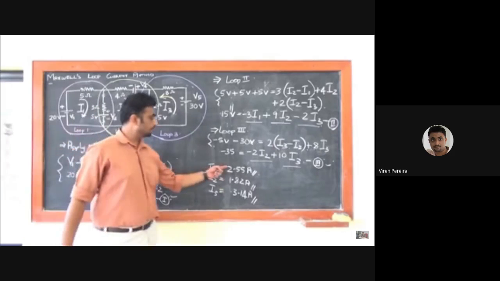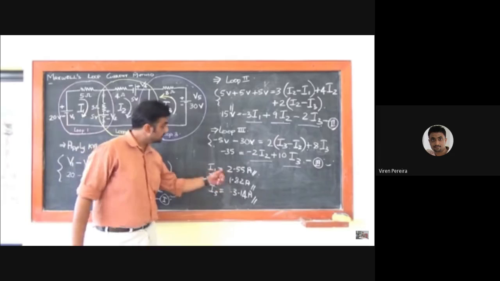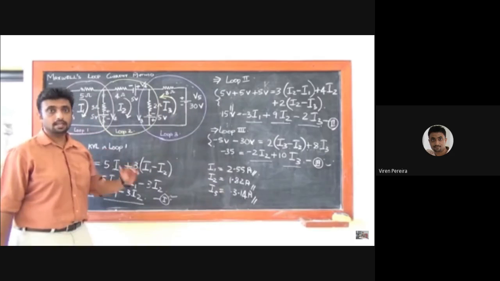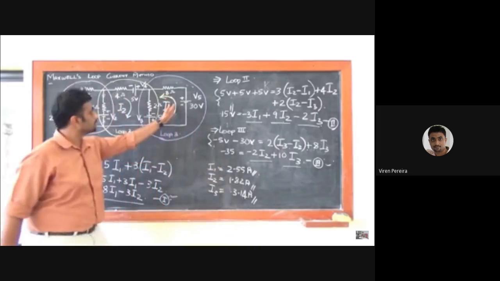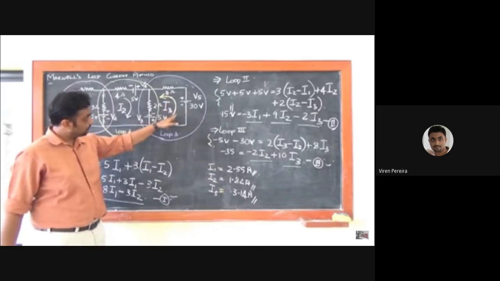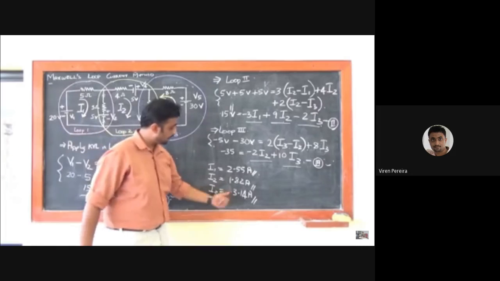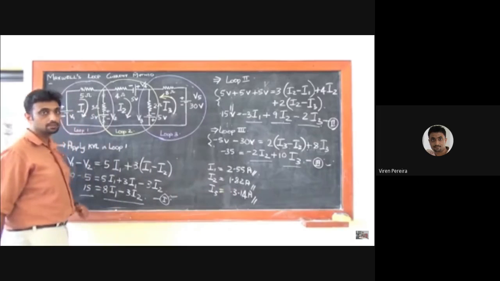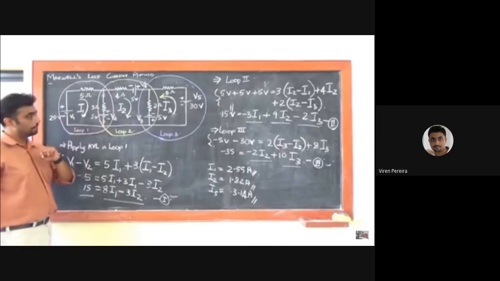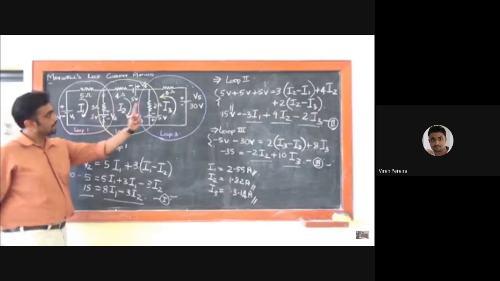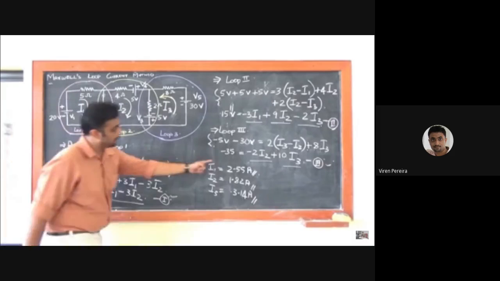So if you get a minus sign in any of your currents obtained, that means you have to change the direction. Since I got minus here, I changed the direction from clockwise to anti-clockwise. That's the reason why I took out the minus sign. So now I got I1 in clockwise, I2 in clockwise, and I3 in anti-clockwise. And these are my currents.